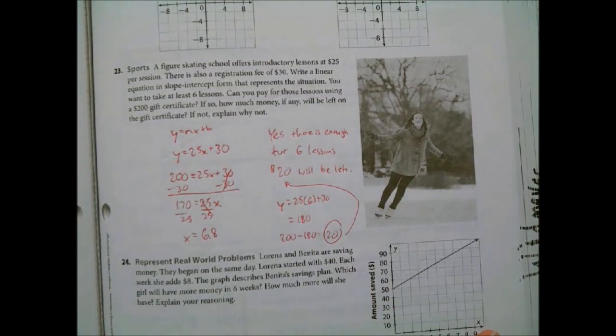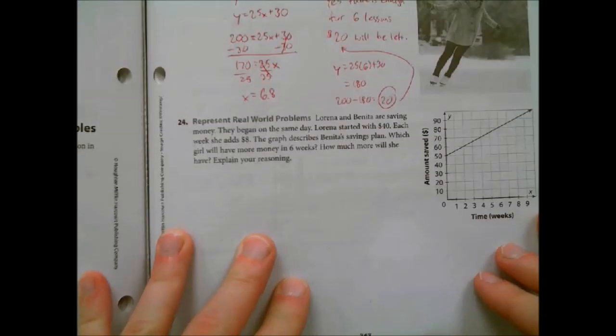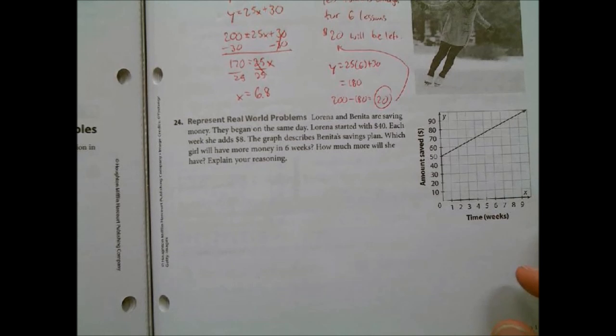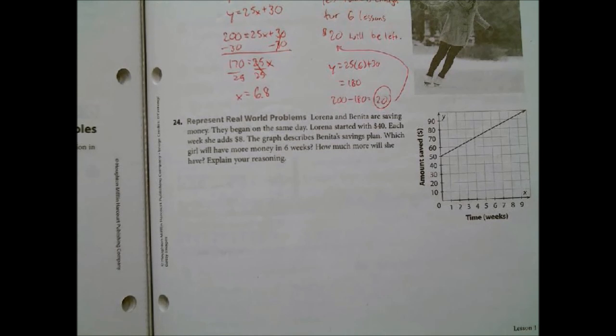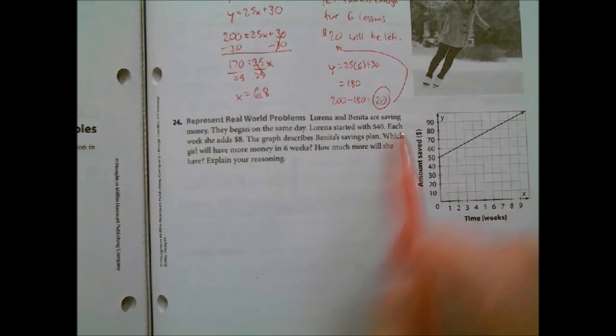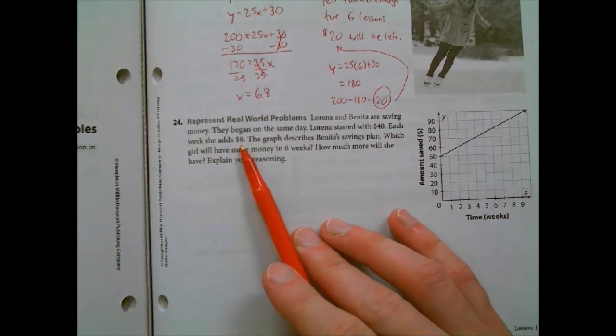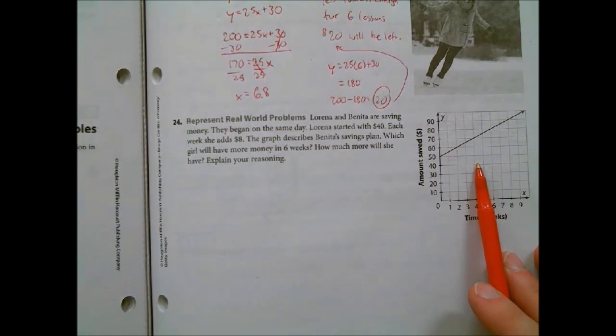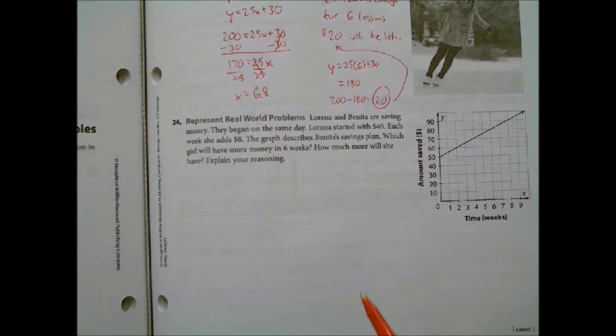Anyway, so number 24, let's do this one here together, and then I'll show you what we're going to be doing today, which is similar to this stuff. I just want to make sure we get more practice with these word problems. All right, Lorena and Benita are saving money. They began on the same day. Lorena started with $40. Each week, she adds $8. The graph describes Benita's savings plan. Which girl will have more money in 6 weeks? How much more will she have?